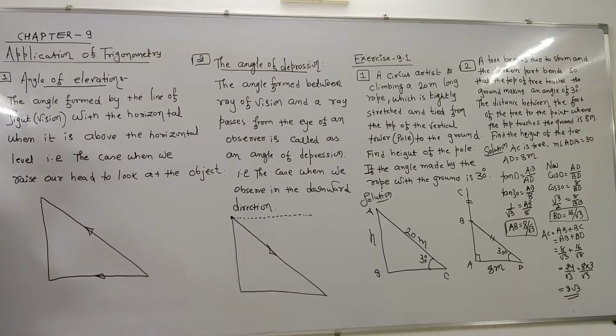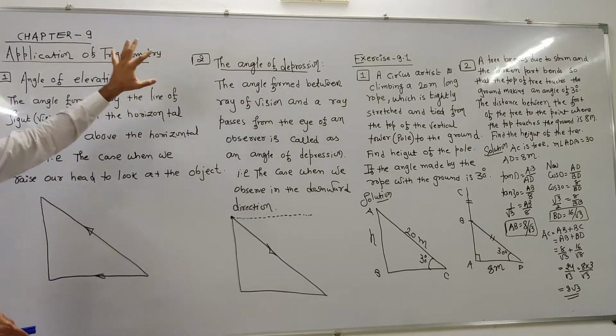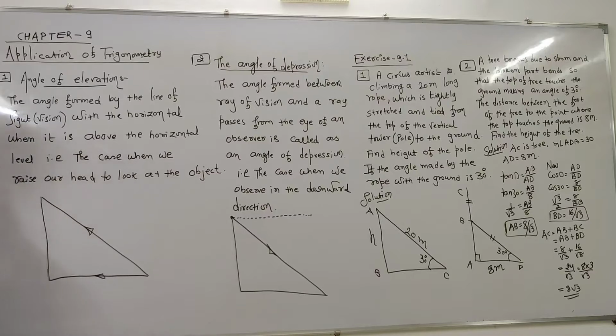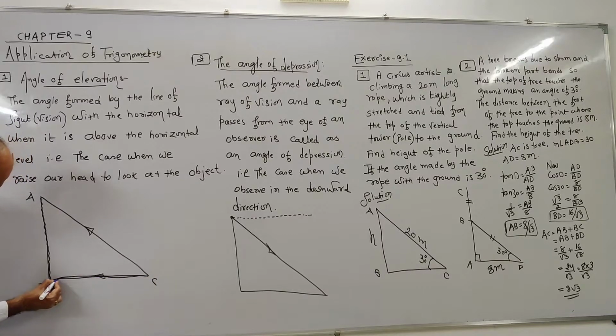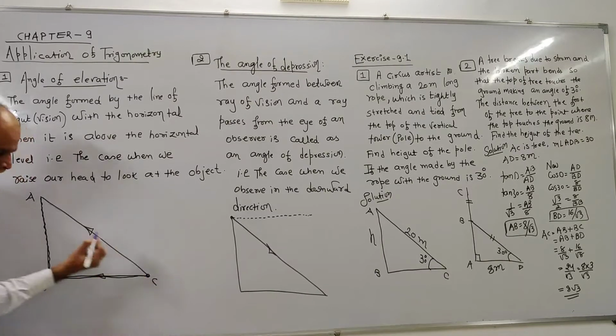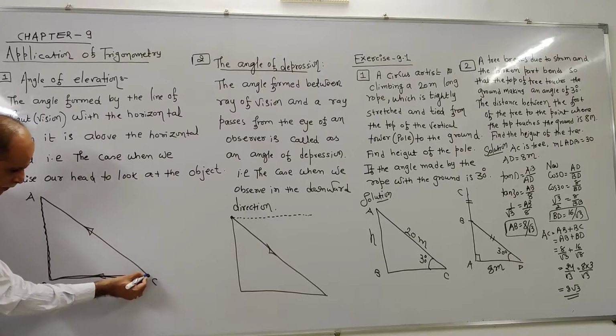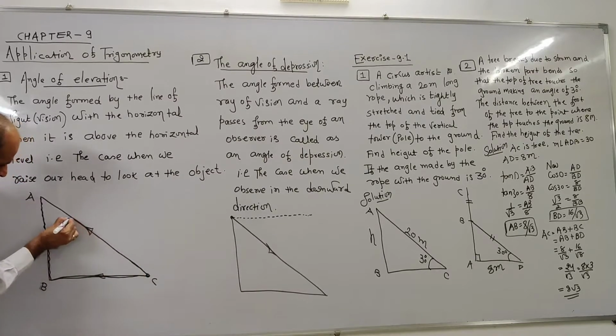So when the object is in the upward direction, you have to use angle of elevation. For example, a triangle ABC is given to you. Suppose AB is a tower and a person C stands on a road. When the person observes the top of the tower, this line is known as ray of vision.